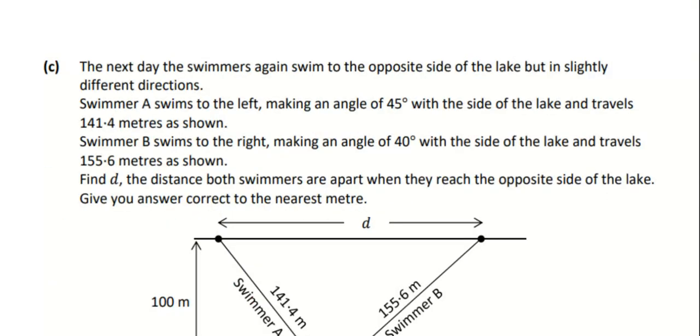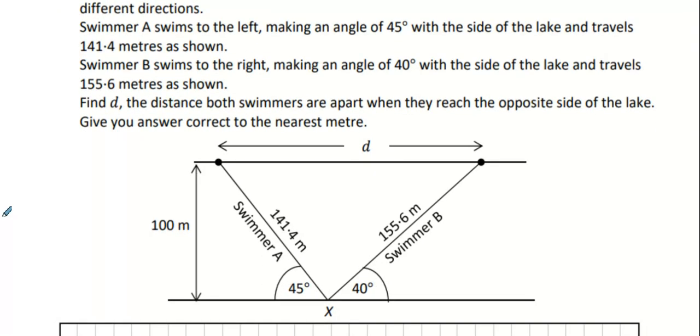Now, the next day, the swimmers again swim to the opposite side of the lake, but in slightly different directions. Swimmer A swims to the left, making 45 degrees to one side, and then travels 141.4 meters as shown. Swimmer B travels to the right, making an angle of 40 degrees, and travels up this way. So swimmer B traveling this way, and swimmer A traveling upwards to the left, and lands here. Find the distance between the two swimmers when they reach the opposite sides of the lake. All right, no hassle. So here's what we're going to do.